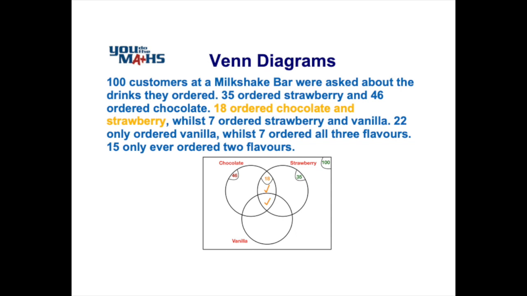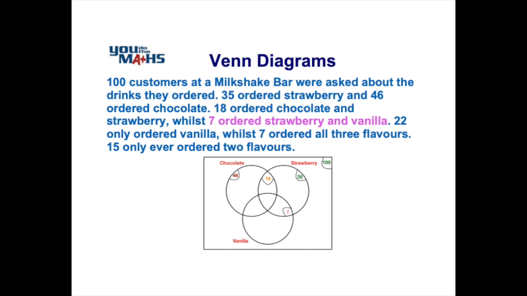And the reason why those ticks are there is because of the 18 people that ordered chocolate and strawberry, some of the people might have ordered just chocolate and strawberry, so not vanilla, and some of those 18 people might have ordered vanilla as well as chocolate and strawberry. So that's why those ticks are there, to indicate that the 18 is referring to two parts of the diagram rather than just one particular spot.